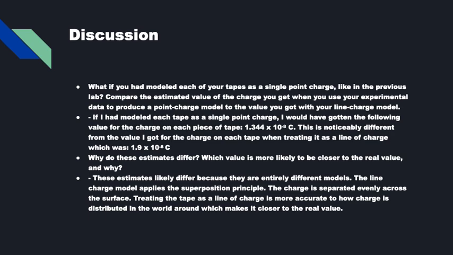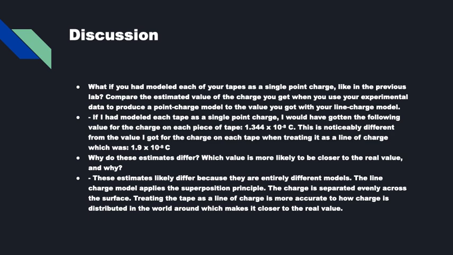So for the discussion questions, the first one was, what if you had modeled each of your tapes as a single point charge, like in the previous lab? Compare the estimated value of the charge you get when you use your experimental data to produce a point charge model to the value you got with your line charge model. So if I had modeled each tape as a single point charge, I would have gotten the following value for the charge on each piece of tape, which was 1.344 times 10 to the negative 8 coulombs, which is noticeably different from the value I got for the charge on each piece of tape when treating it as a line charge, which was 1.9 times 10 to the negative 8 coulombs.